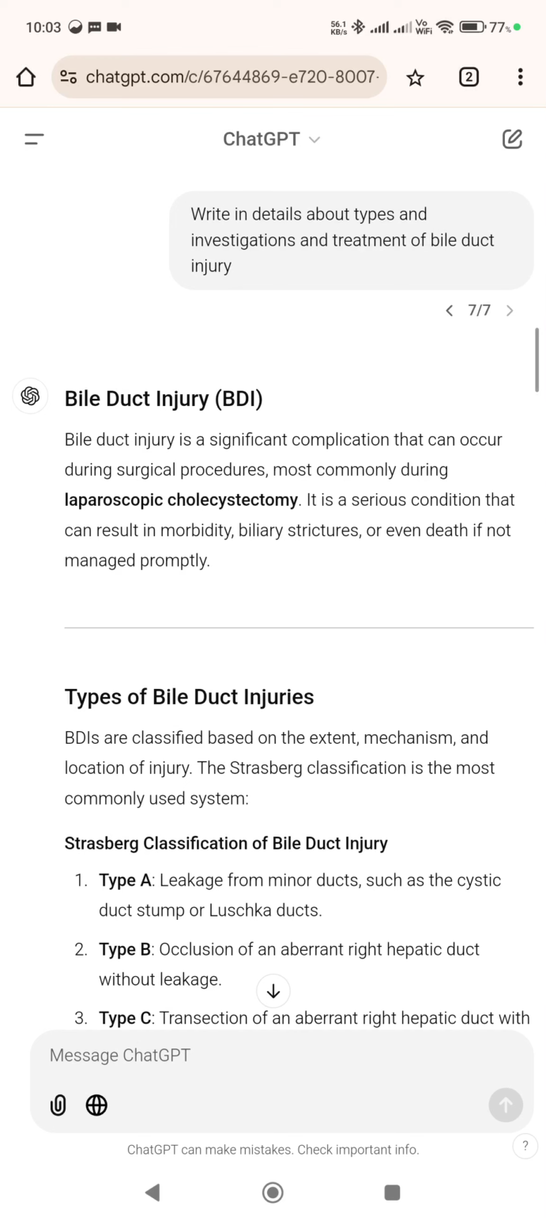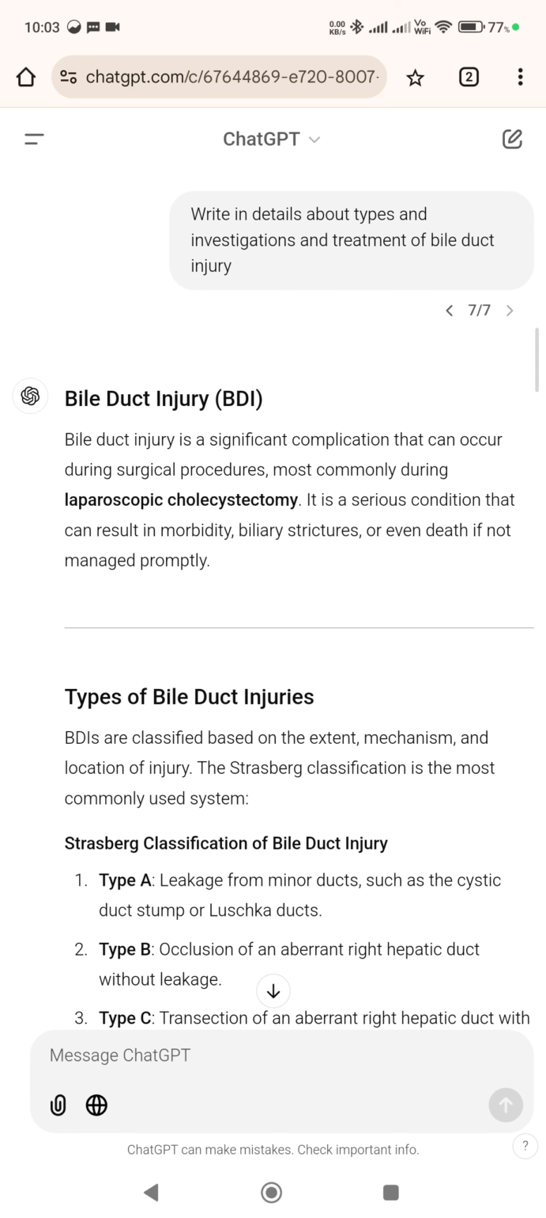Bile duct injury, BDI. Bile duct injury is a significant complication that can occur during surgical procedures, most commonly during laparoscopic cholecystectomy. It is a serious condition that can result in morbidity, biliary strictures, or even death if not managed promptly.